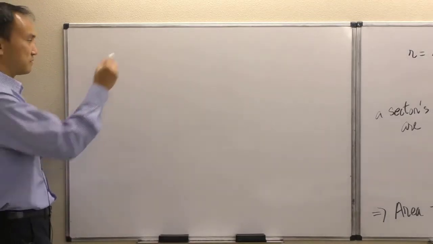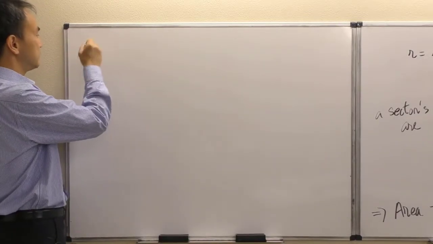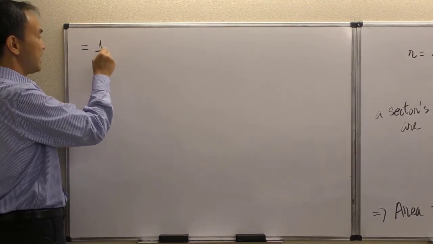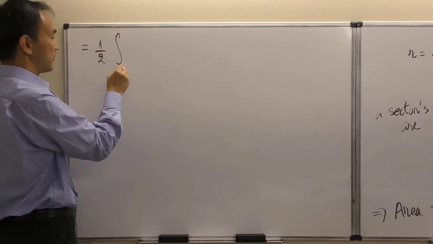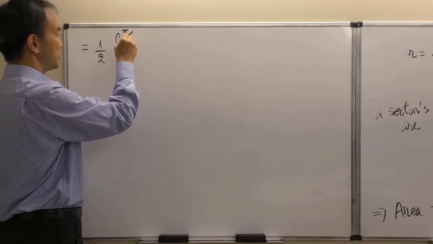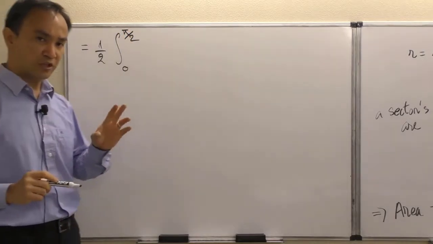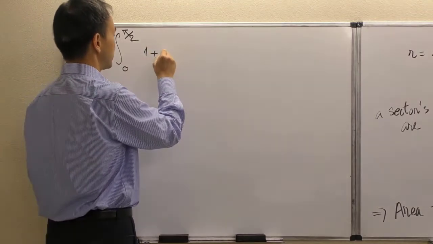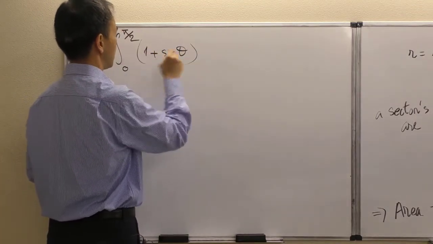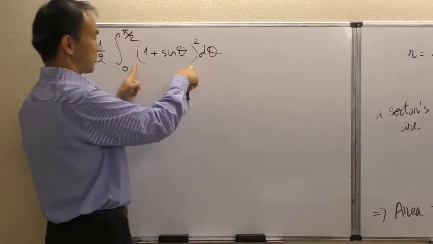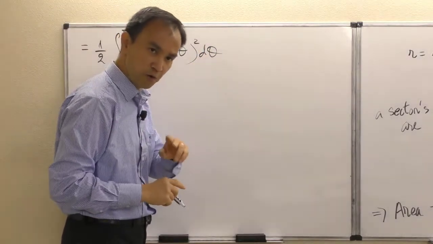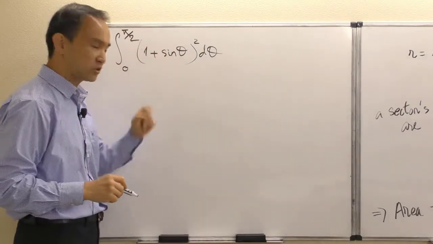All right, so that integral from the other board right there, we can rewrite that as a 1/2 times an integral from 0 to pi over 2. Okay, and now I am going to FOIL out that square. That square earlier was 1 plus sine of theta all squared with d theta. So now I'm going to think of this as 1 plus sine theta times 1 plus sine theta, two identical factors of 1 plus sine theta multiplied together.